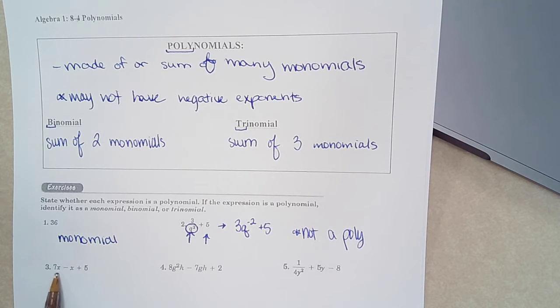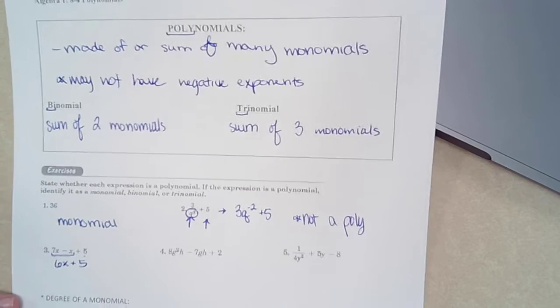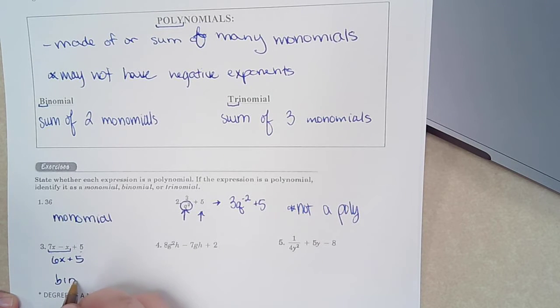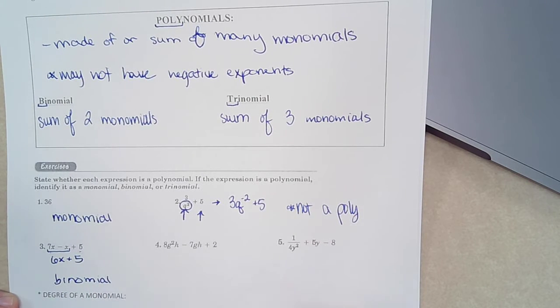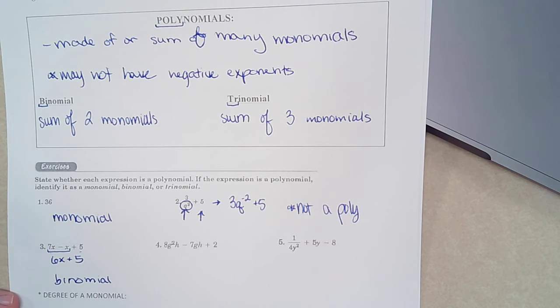All right, so let's keep going with this. This one, notice no negative exponents, and it has three distinct terms. However, when we simplify this piece, we notice it becomes 6x plus 5. This is no longer a trinomial. This is, in fact, a binomial. It's made of two parts. So notice we have to simplify things before we can classify them.